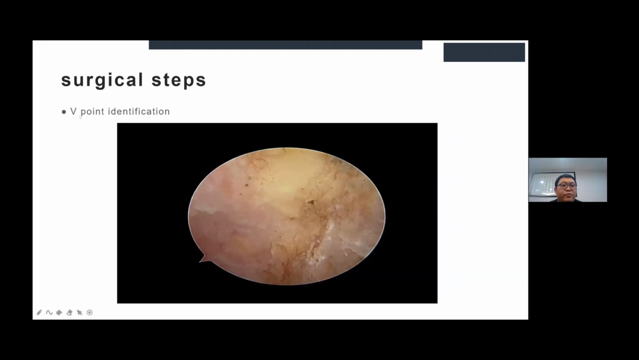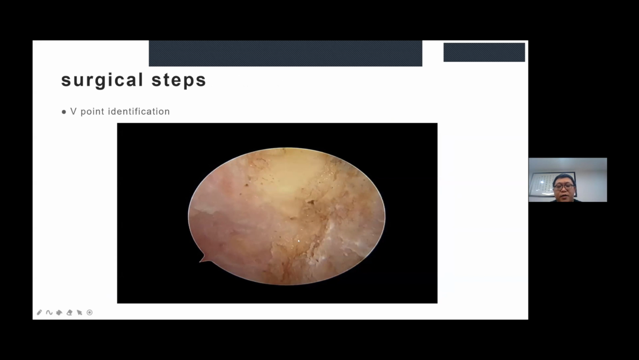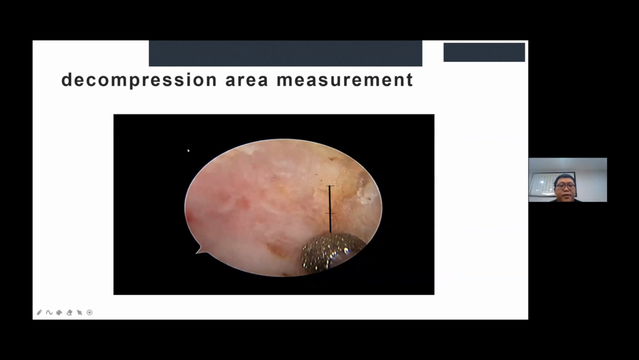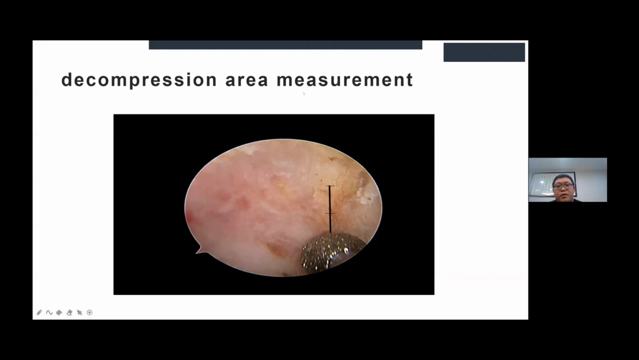Surgical steps. The V-point is a very important anatomical landmark. You can see the V-point is the inferior margin, the upper margin and the medial margin of the facet joint. This is the bone work start point. I often use the size of the drill burr to measure the decompression area. We cannot go beyond 50% of the lateral mass.